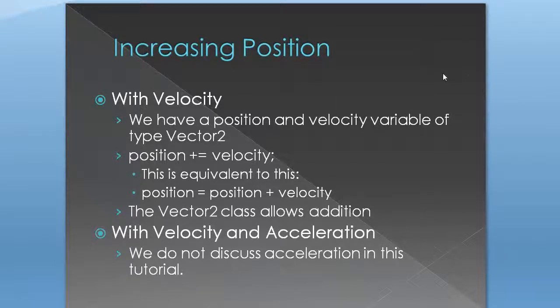We have a position and velocity variable of type vector2. Now this is what the math looks like to increase the position. The position plus equals velocity semicolon. Now this may look a little bit confusing, but this is equivalent to the following line. Position is equal to position plus velocity, with a semicolon at the end. But those two are equivalent. The vector2 class allows addition in this way.